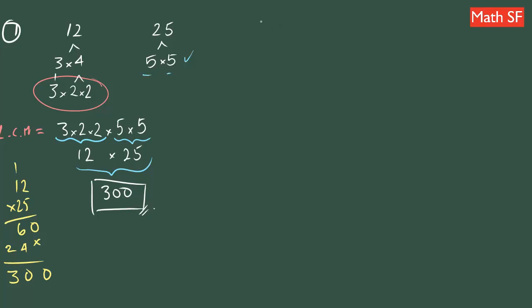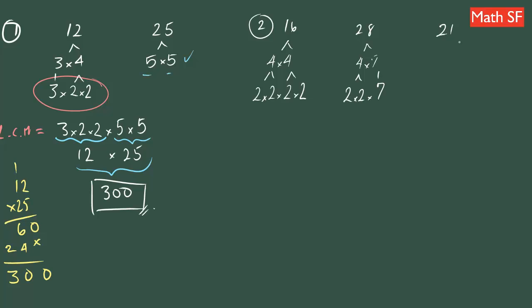Problem number 2. In problem number 2, they're asking you to find the LCM between 16, 28, and 21. So let's factor them. This 16 could be a 4 times 4. This 4 could be a 2 times 2, and this 4 is another 2 times 2. What about the 28? This 28 I can write as a 4 times a 7. This 4 could be a 2 times 2, and bring this 7 down. 21 should be 3 times 7.